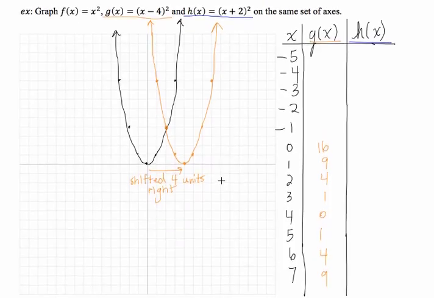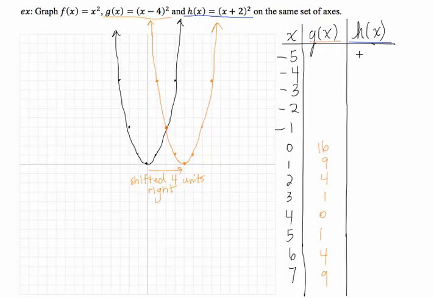So now let's graph h of x equals (x plus 2) all squared, and you can probably guess, because the sign is different. We have a negative here and that shifted it right. We have a positive sign here, so my guess is that's going to shift it left 2 units. So let's see what happens.